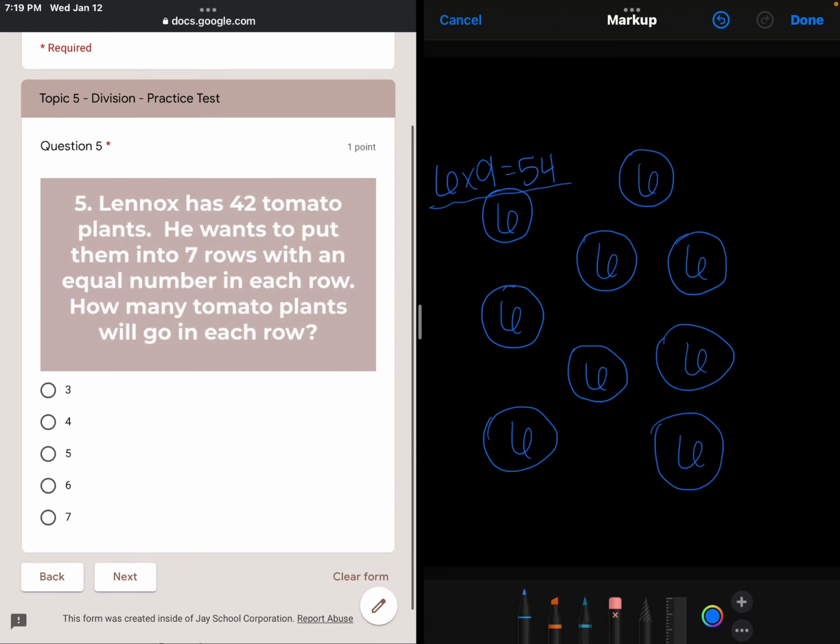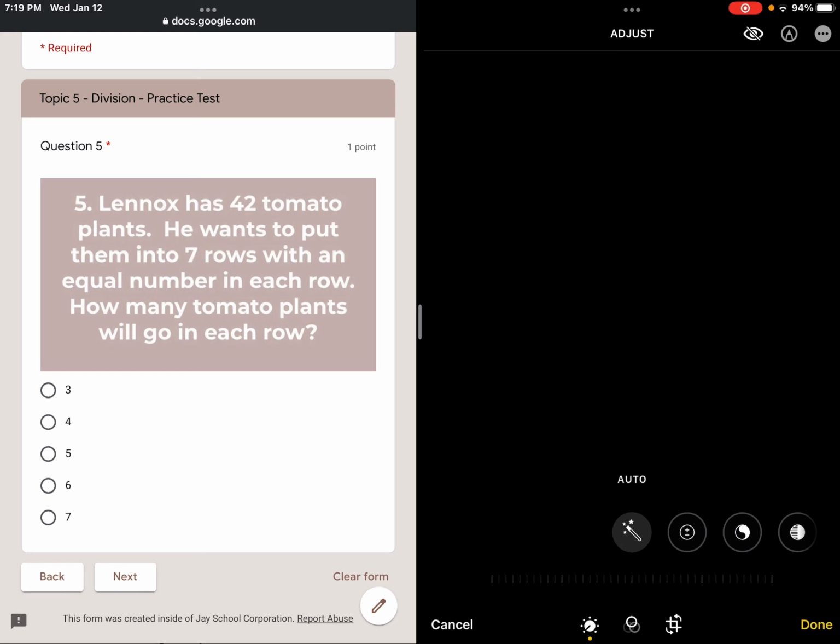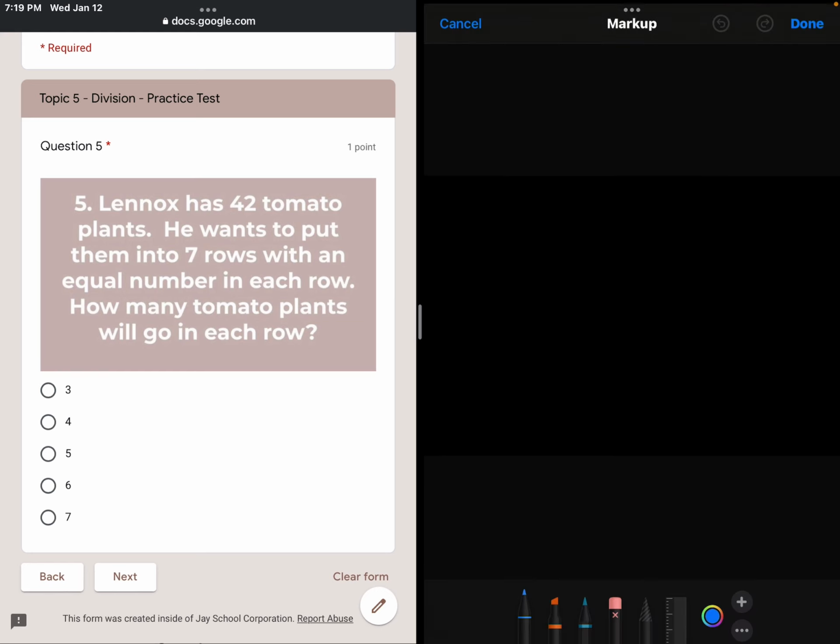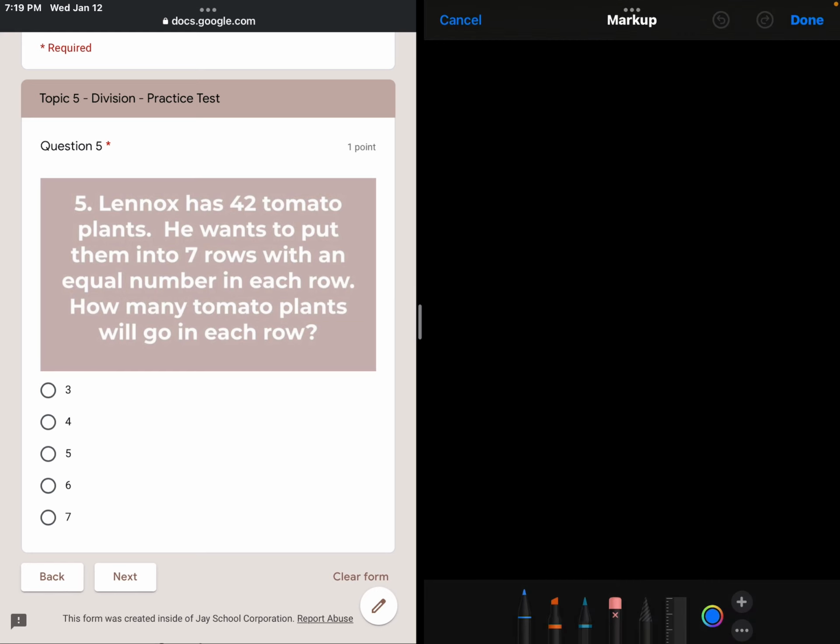All right. Let's go ahead and go to the next one. Try another. Lennox has 42 tomato plants. He wants to plant them in 7 rows with an equal number in each row. How many tomato plants will go in each row? Okay, so he has 42 tomato plants. You can solve this problem. You can draw 42 tomato plants.